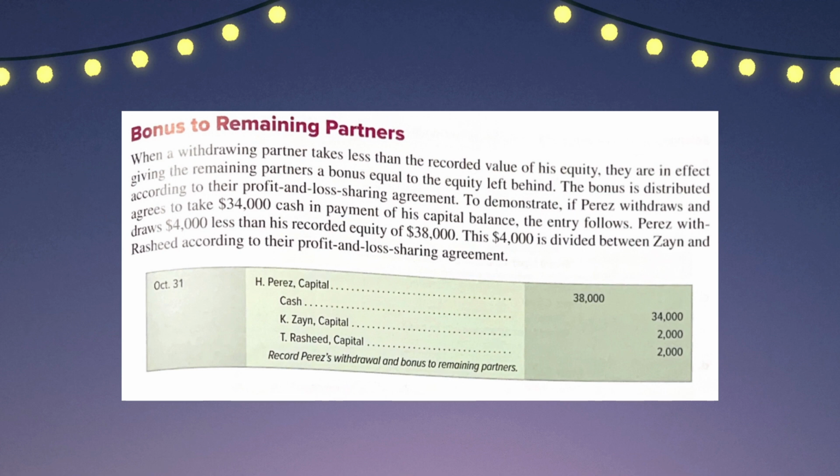No bonus. If Perez withdraws and takes cash equal to Perez's capital balance, the entry is in the slide. Bonus to remaining partners. When a withdrawing partner takes less than the recorded value of his equity, they are in effect giving the remaining partners a bonus equal to the equity left behind. The bonus is distributed according to their profit and loss sharing agreement. To demonstrate, if Perez withdraws and agrees to take $34,000 cash in payment of his capital balance, the entry follows. Perez withdraws $4,000 less than his recorded equity of $38,000. This $4,000 is divided between Zane and Rashid according to their profit and loss sharing agreement.